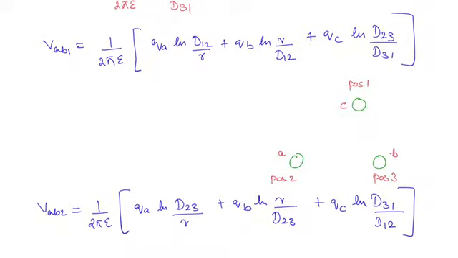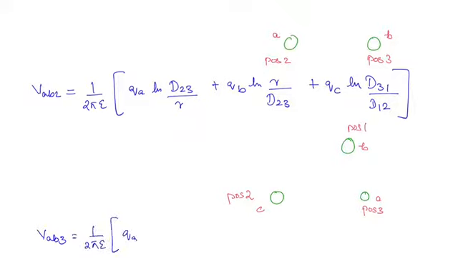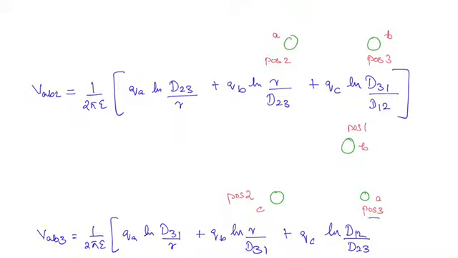Similarly for the second section. In the second section, A is going to be in position 3, B is going to be in position 1 and C is going to be in position 2. So here you can write VAB3 in a similar manner, 1 by 2 pi epsilon QA ln D31 by R plus QB ln R by D31 plus QC ln D12 by D23.